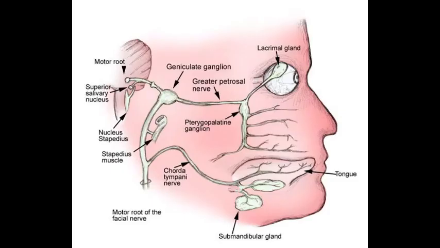Now, lesions to the facial nerve can be localized by remembering the course of the nerve from its origin to where it terminates. Now, you have to keep in mind that if you have a lesion on the facial nerve, everything before that lesion will be spared, and anything after that lesion would be affected.